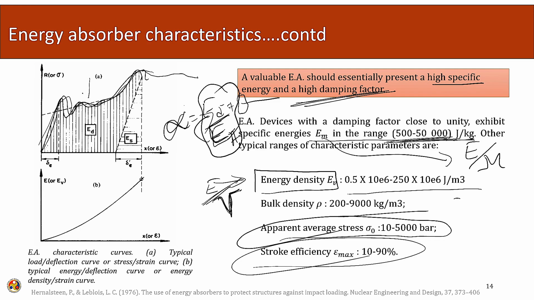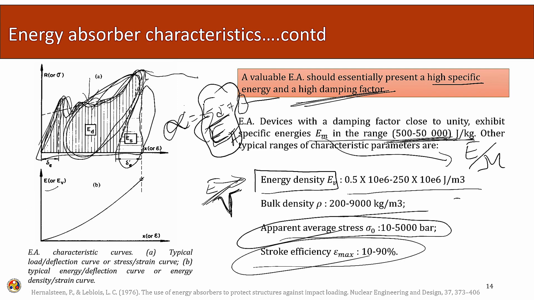This signature is shown here. The total amount of absorbed energy is the total area under this curve. The part where it remains in the elastic range gives the stored energy, and this region gives the plastic energy.